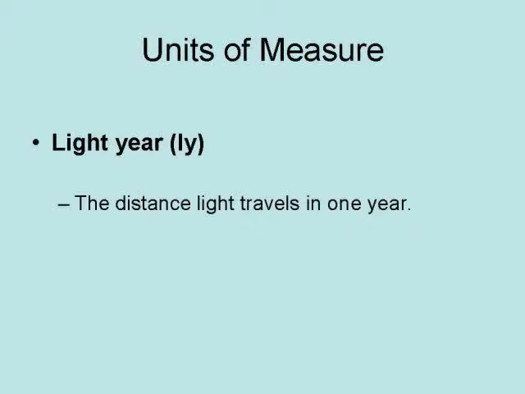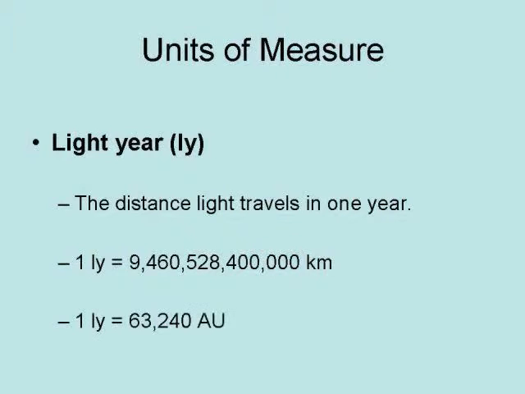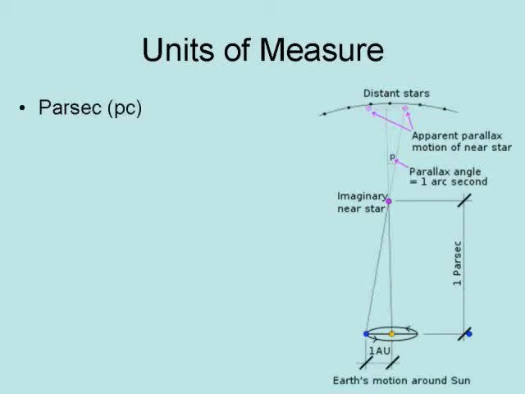The next unit of measure is the light year. This is the distance that light travels in 1 year. Note, this is a unit of distance, not time. 1 light year equals 9,460,528,400,000 kilometers. 1 light year is also equal to 63,240 astronomical units.